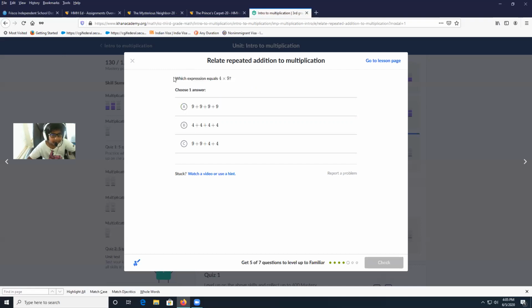Which expression equals 4 times 9? Choose one answer. So 9 4 times. This is not correct, this would be correct if you're doing 4 times 4. But this one is correct because it's repeating 9, 4 times.